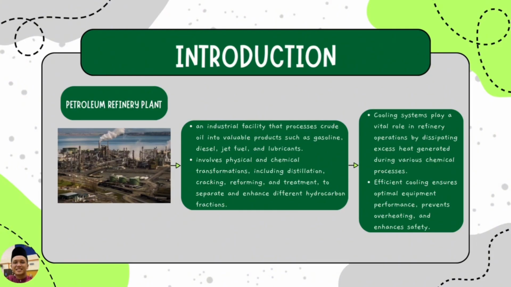Okay, a petroleum refinery plant is an industrial facility that processes crude oil into valuable products such as gasoline, diesel, jet fuel, and lubricants. The refining process involves physical and chemical transformations, including distillation, cracking, reforming, and treatment to separate and enhance different hydrocarbon fractions.